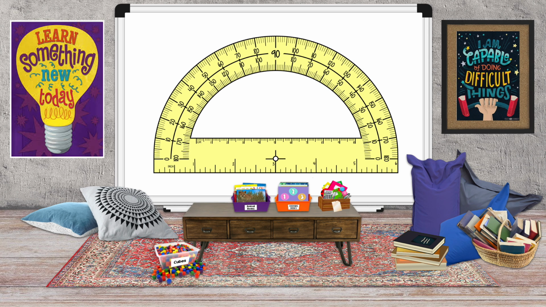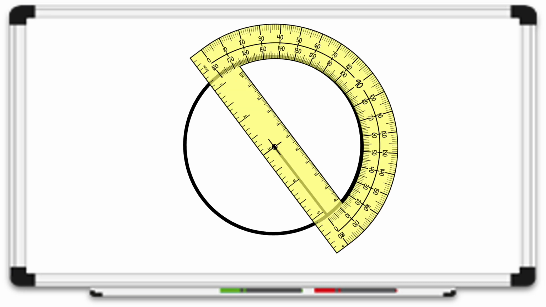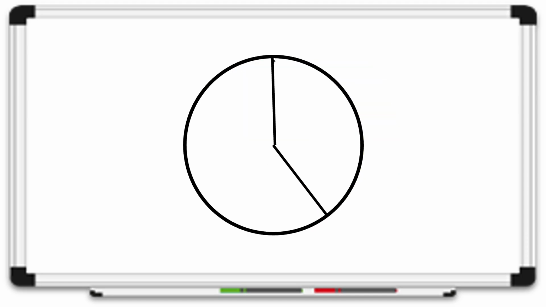This is a protractor. Find the center of the circle. Draw a line from the center of the circle to the edge. Now, place the protractor over the center and the line we drew and measure 144 degrees. Mark 144 degrees at the edge of the circle. Now draw a line from the center to the mark. That's the sector for apples on the circle graph.